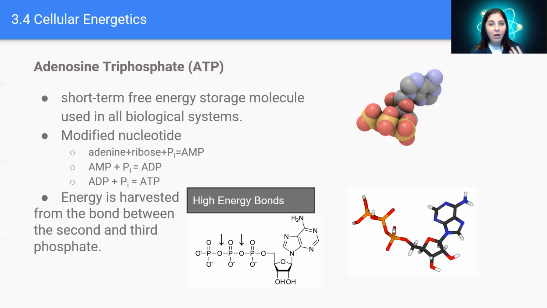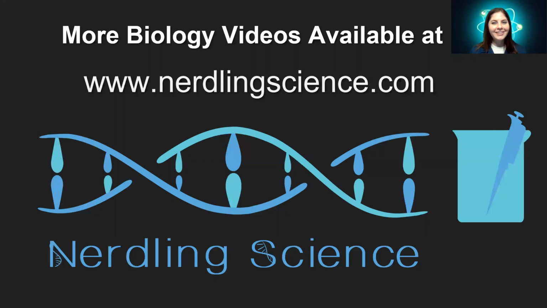And then energy is harvested from this molecule whenever we break that high energy phosphate bond. And each time we break that bond, it releases energy. Now, breaking off that 3rd phosphate releases the most energy. So I hope that was helpful.